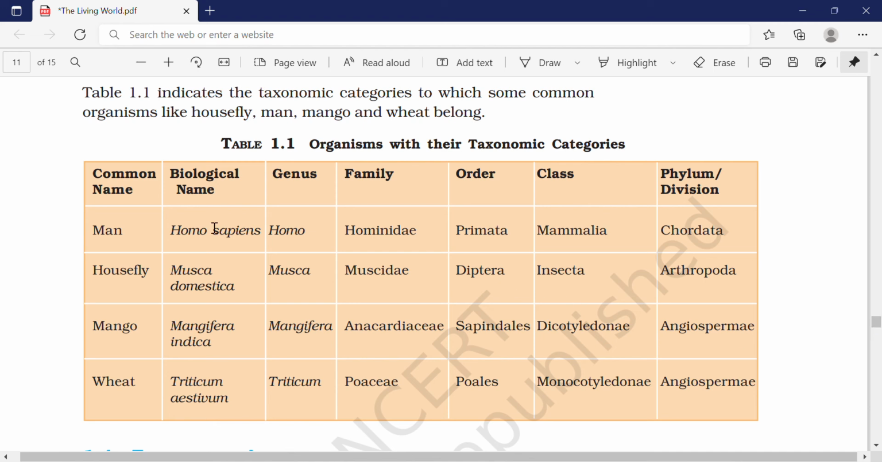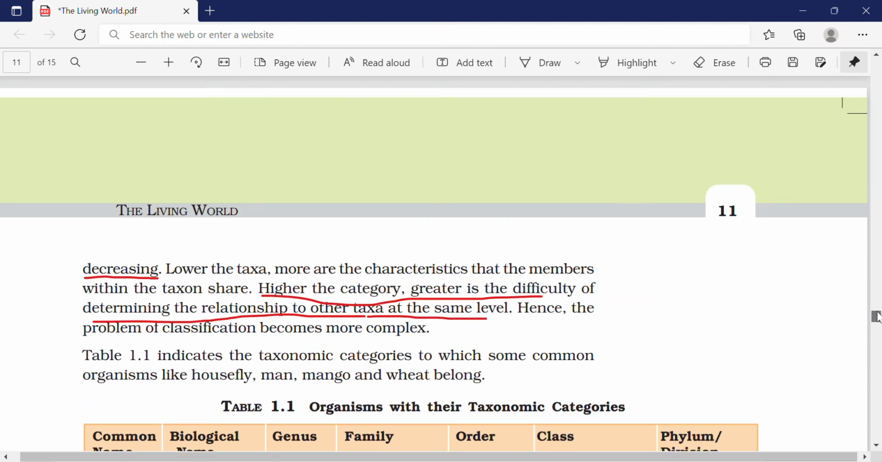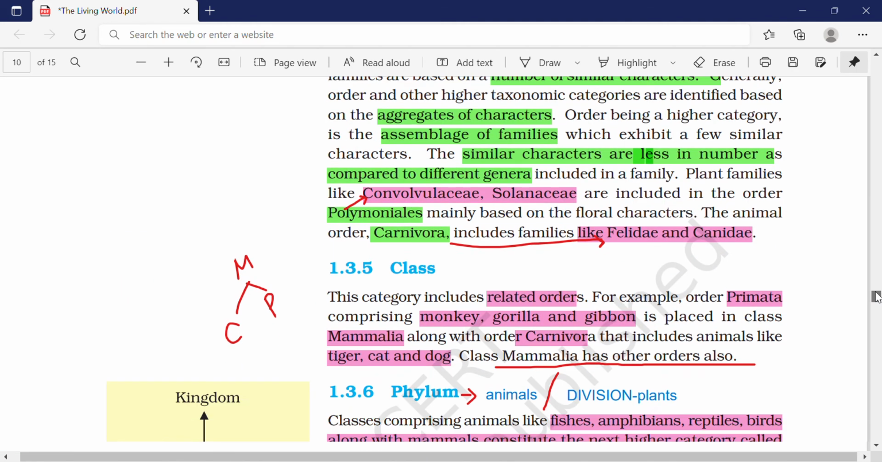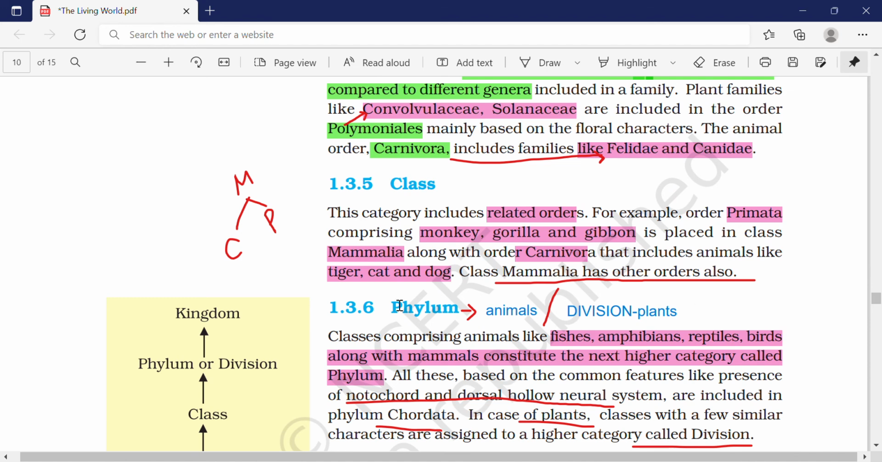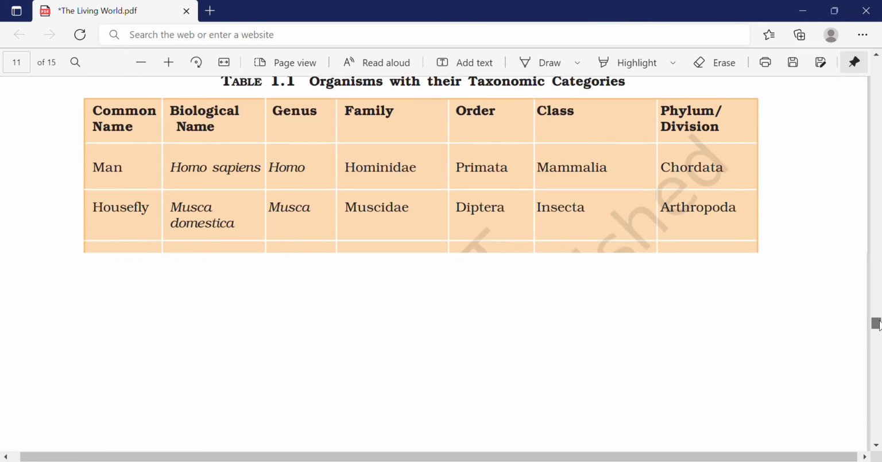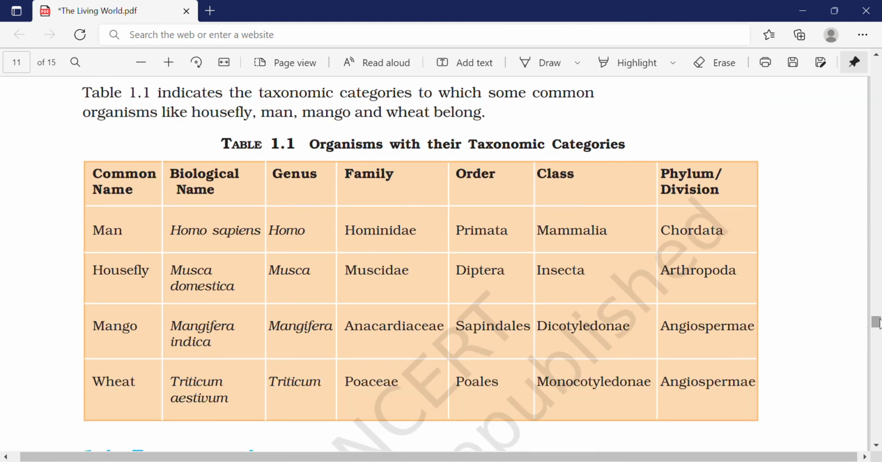So which order do we belong to? Primata. We already saw something related to Primata. Do you remember? Just try to recall. In class Mammalia, both the Carnivora and Primata orders are put together. So man belongs to the order Primata, and we belong to the class Mammalia. You have to learn all this by heart. This table and the taxonomic hierarchy are very important.